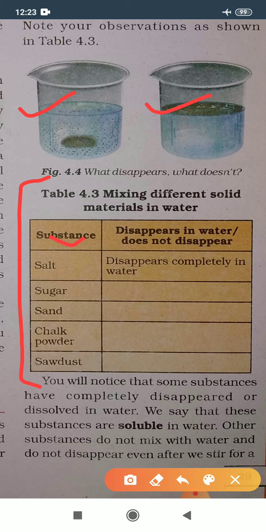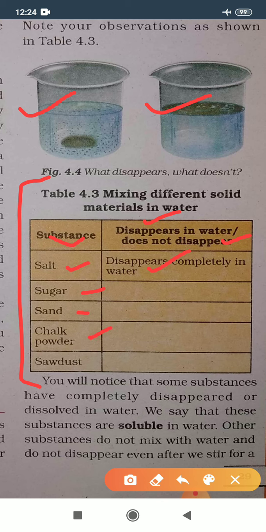Substances are given in the first column, and in the second column we need to see whether the substance disappears in water or not. So first, let's take the example of salt. Everyone knows that if we add salt in water, then it disappears completely. Same as if we take the example of sugar, sugar also disappears completely. If we talk about sand, the sand particles will not disappear completely.